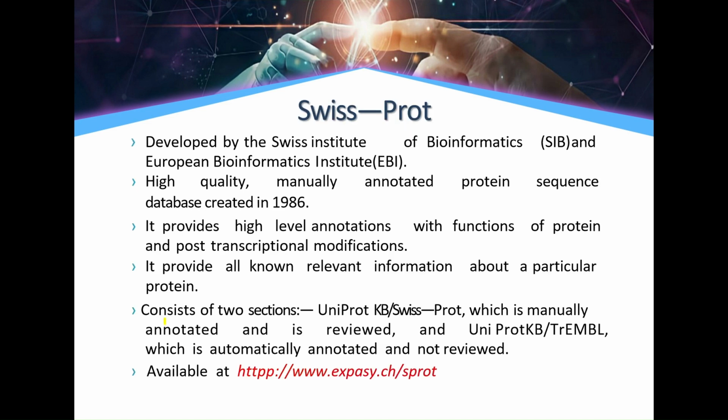Now, moving on to our first protein database, that is SwissProt. SwissProt was developed by the Swiss Institute of Bioinformatics, SIB, and the European Bioinformatics Institute, EBI. With the collaboration of these two institutes, we got SwissProt. It has high quality, manually annotated protein sequences and was created in 1986. It provides a high level of annotation with functions of proteins and relevant information about a particular protein. It has two parts, UniProt KB Swiss-Prot and UniProt KB TrEMBL. You can also access this through this website.